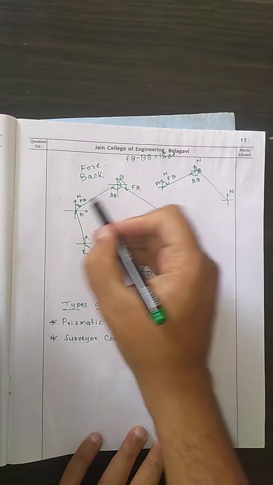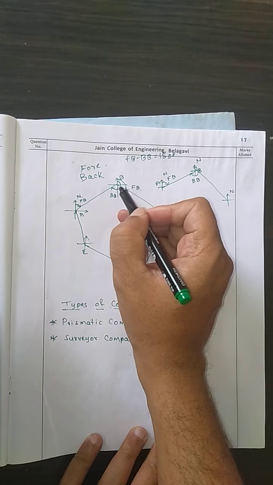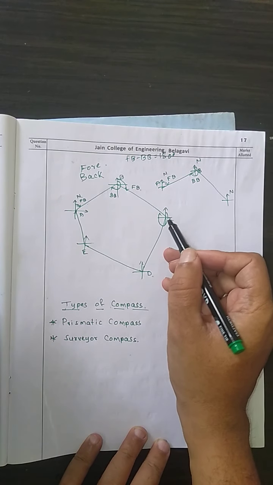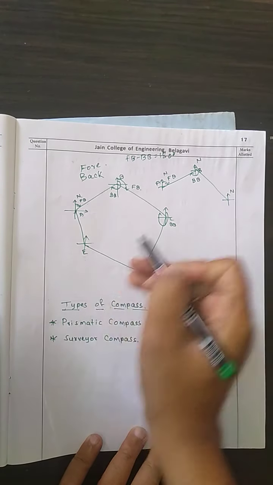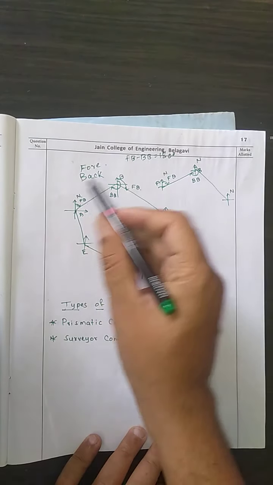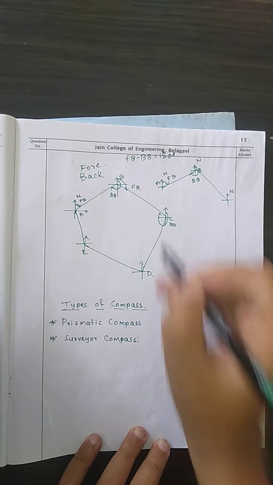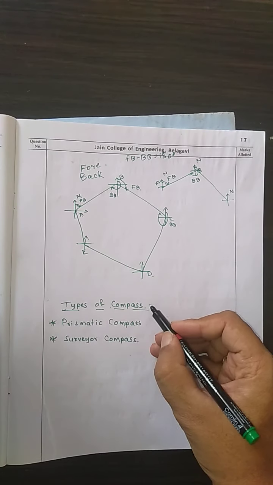Suppose now, from A to B, if you move, your direction is changing. From B to C your direction is changing. From C to D your direction is again changing. Then from D to E the direction is changing. So whenever there is a change in direction, in order to measure that change in direction, we will be using the instrument called a compass.